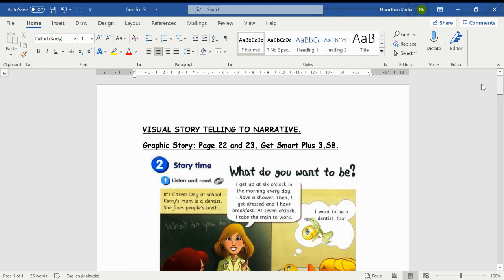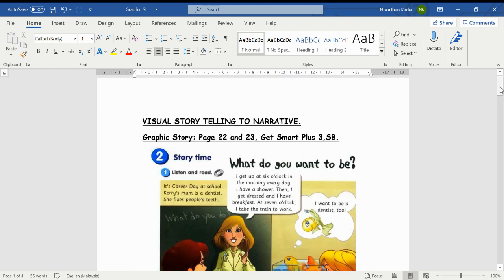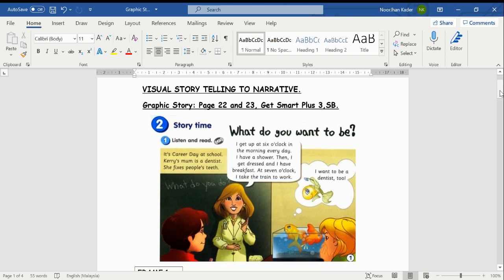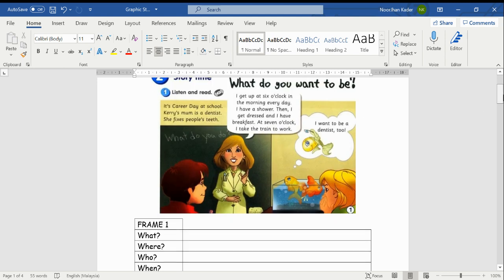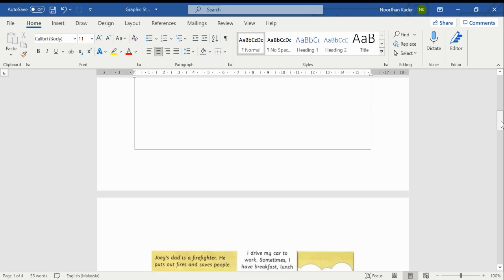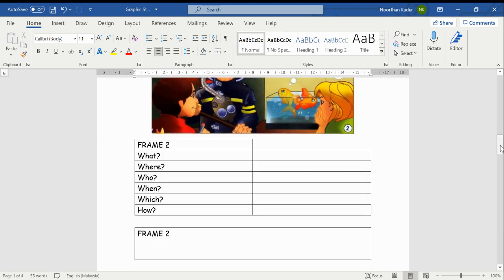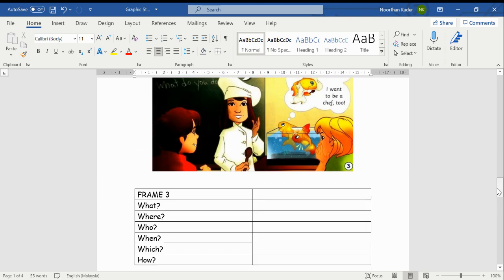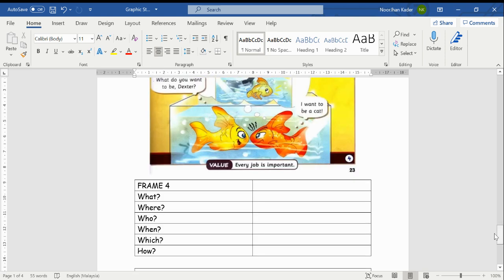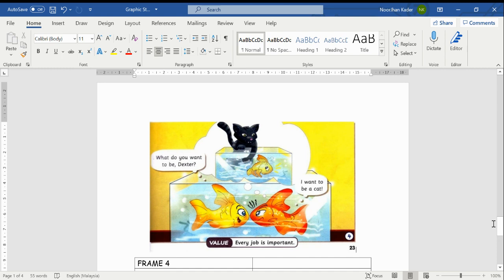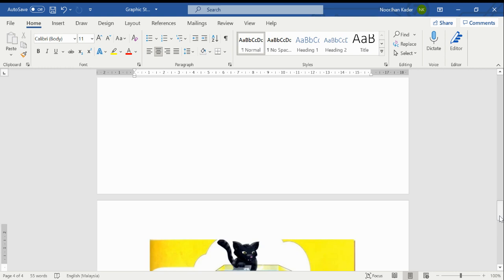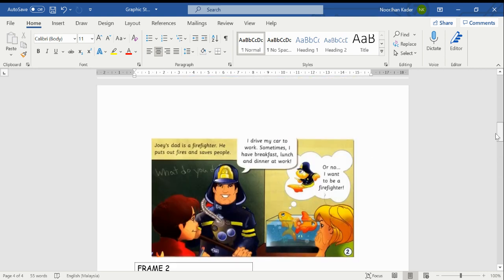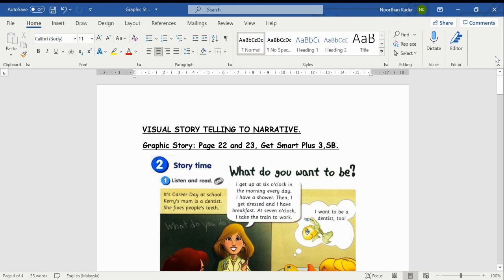So what we are going to do today is change the visual storytelling to narrative. Firstly, we can see that we have how many frames here? We have four frames here. Frame one, frame two, frame three, and also frame four. So this visual storytelling consists of four frames. So we are going to change this visual storytelling to narrative.